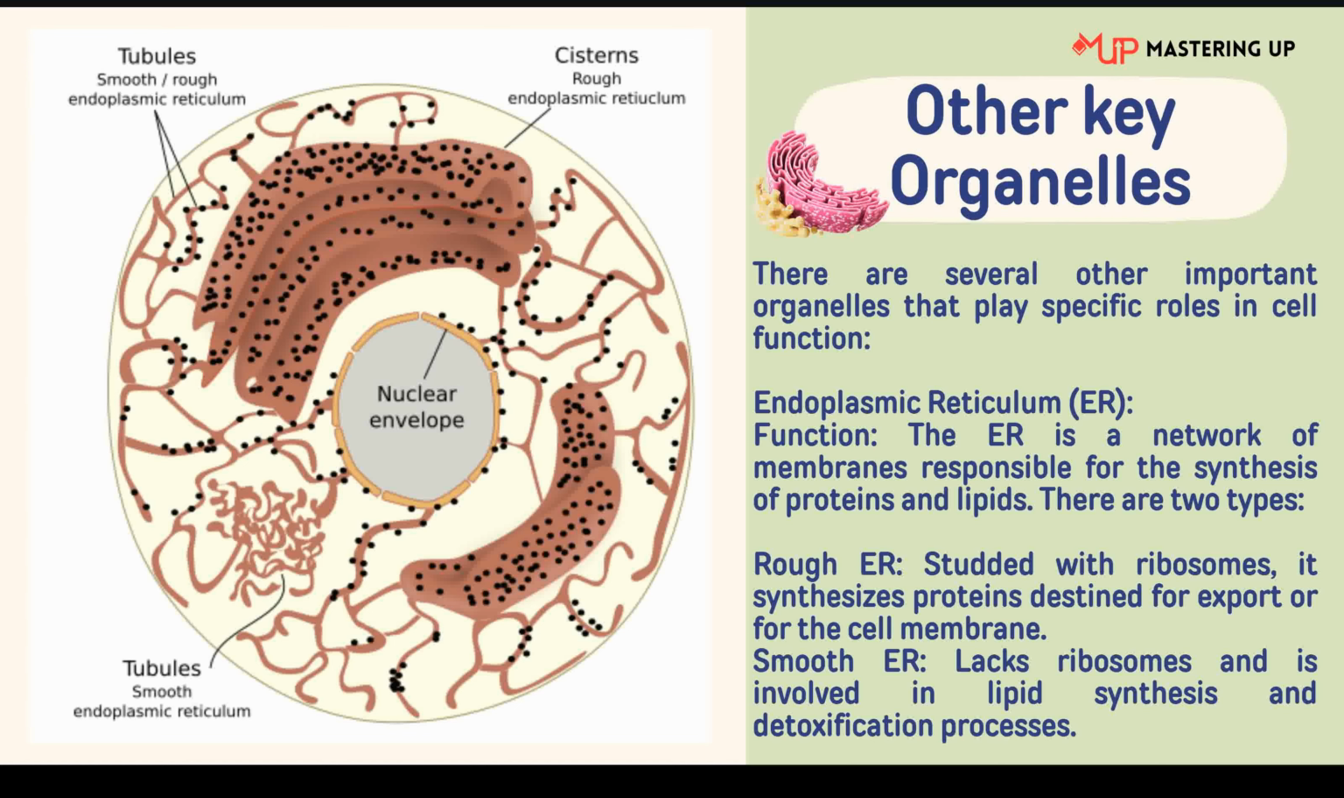Other key organelles. There are several other important organelles that play specific roles in cell function. These include the endoplasmic reticulum. The endoplasmic reticulum is a network of membranes which is responsible for the synthesis of proteins and lipids. There are two types of endoplasmic reticulum. The rough endoplasmic reticulum, which is studded with ribosomes, synthesizes proteins destined for export or for the cell membrane. The smooth endoplasmic reticulum lacks ribosomes and is involved in lipid synthesis and detoxification processes.